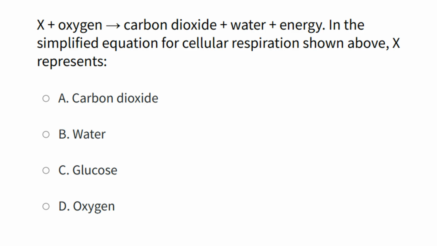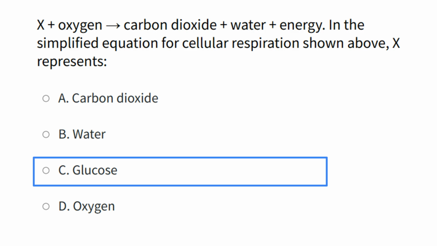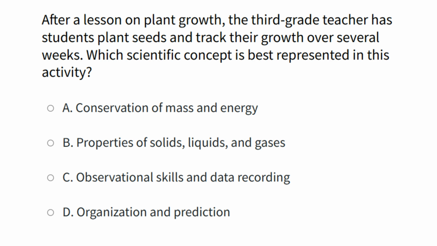Question 5. X plus oxygen is carbon dioxide plus water plus energy. In the simplified equation for cellular respiration shown above, X represents A. Carbon dioxide. B. Water. C. Glucose. D. Oxygen. The correct answer is C. Glucose.